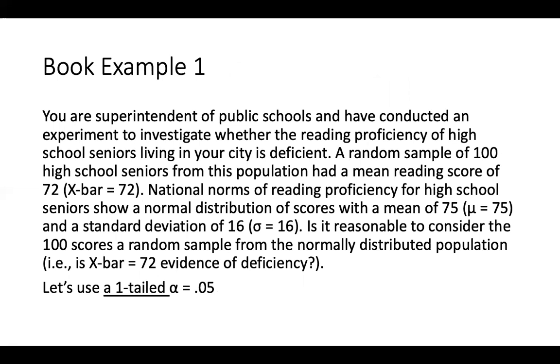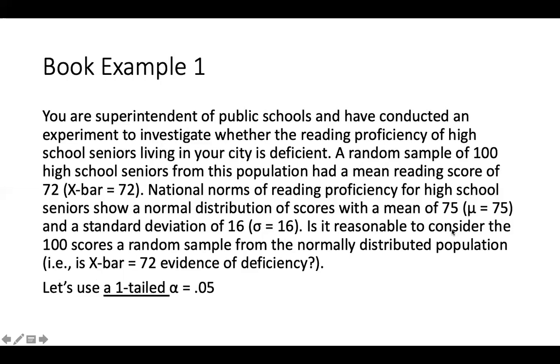First example. Imagine you're a superintendent of public schools and you've conducted an experiment to investigate whether the reading proficiency of the high school seniors living in your city is deficient. So what you do is you take a random sample of 100 high school seniors and you look at their reading test scores, and you find that the mean reading test score in this sample of 100, so X bar, is 72. You also know that the national norms, so the population parameters for this test in high school seniors, it's normally distributed with a mean of 75, so mu is 75 for this test, and a standard deviation sigma of 16.